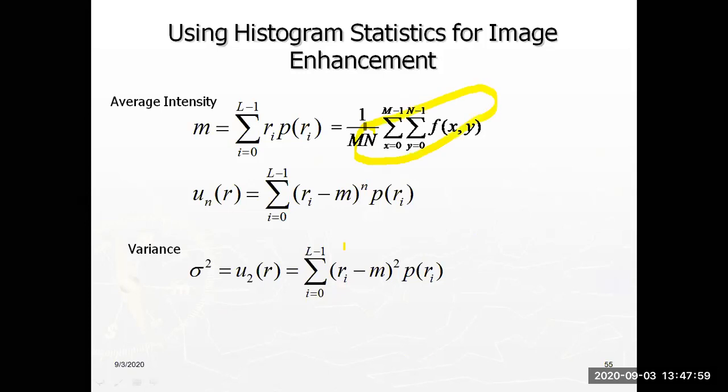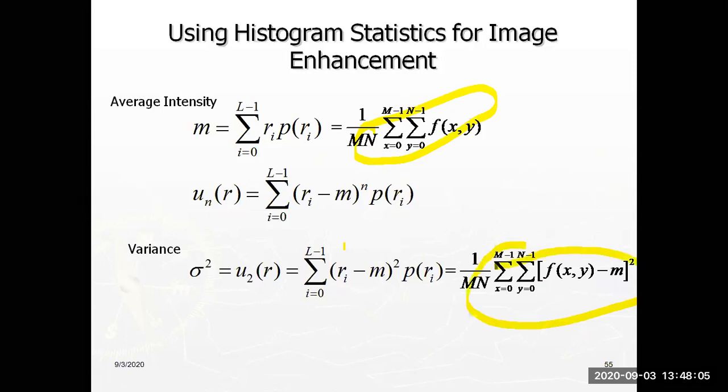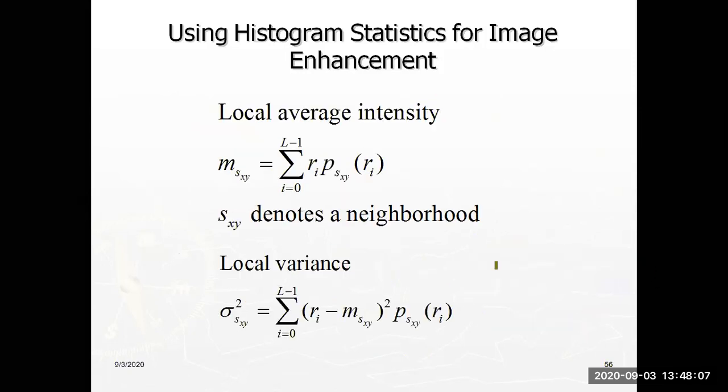The formula will be like this for mean, and similarly the formula will be like this for variance. Next, use the local intensity notation. That means the neighborhood is denoted with S_xy.